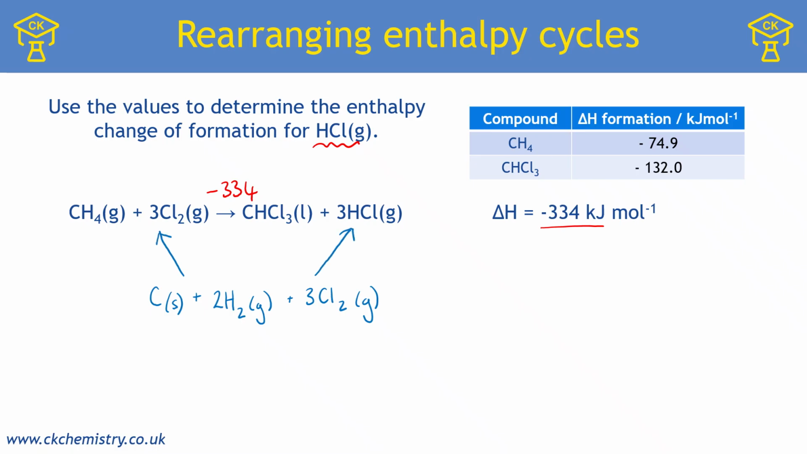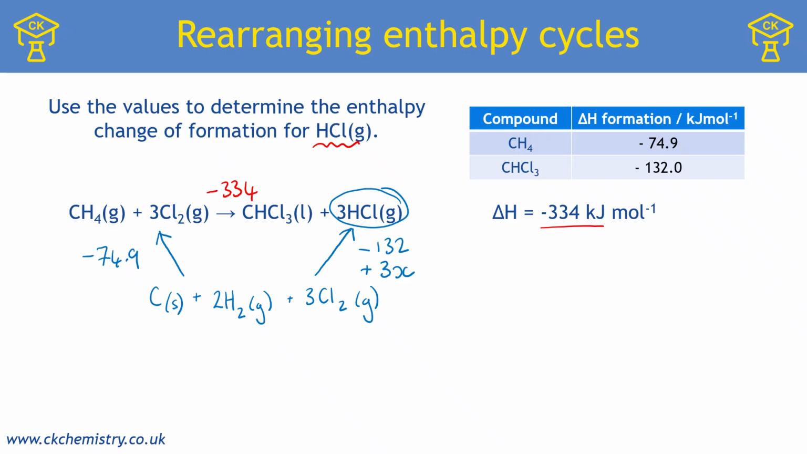Carbon and hydrogen to make methane is minus 74.9 according to my table. And then CHCl3 is minus 132. And then this is the thing that I'm trying to find. Now there are 3 moles of HCl. So if I knew the enthalpy change of formation of HCl, I would be doing 3 times that value and I'd be adding it to my minus 132. So what I'll do instead is use a bit of algebra and write plus 3x.